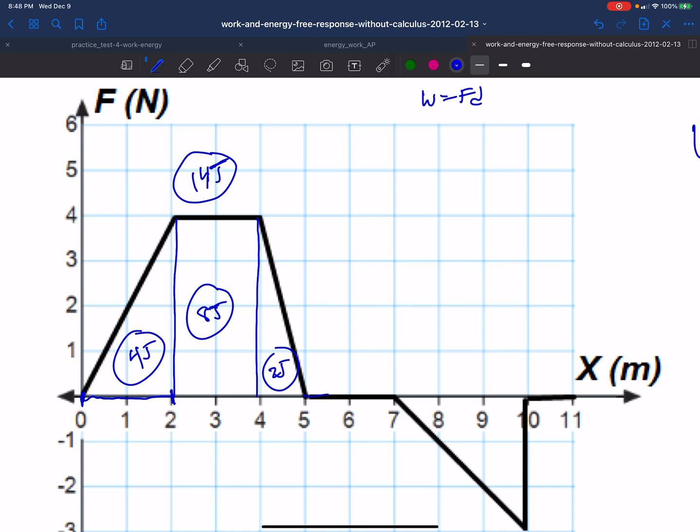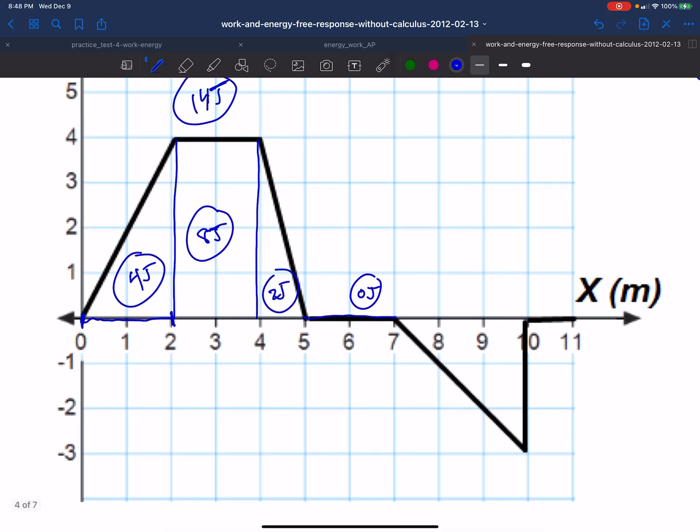Now, the force has dropped to 0 right here, so there's no work being done here. Notice now that the F becomes negative in this case, and so the total work done right here is going to be 1/2 base times height. In this case, the base is 3, the height is 3, and so this is negative 4.5 joules of work being done right here.